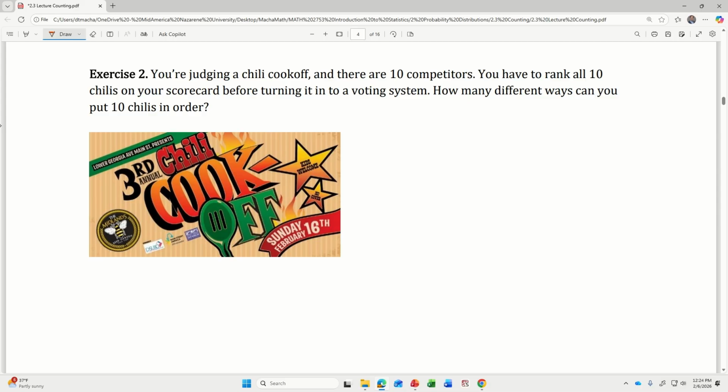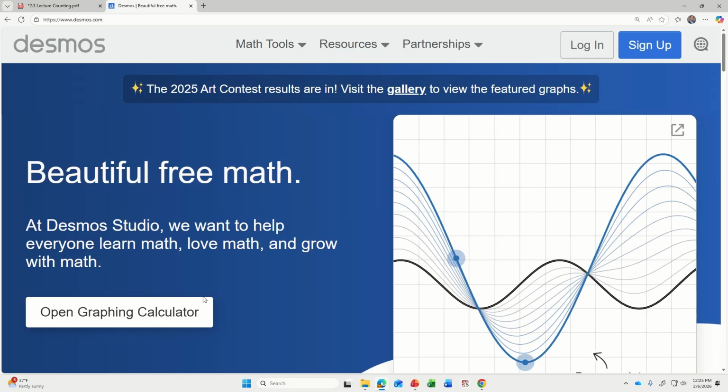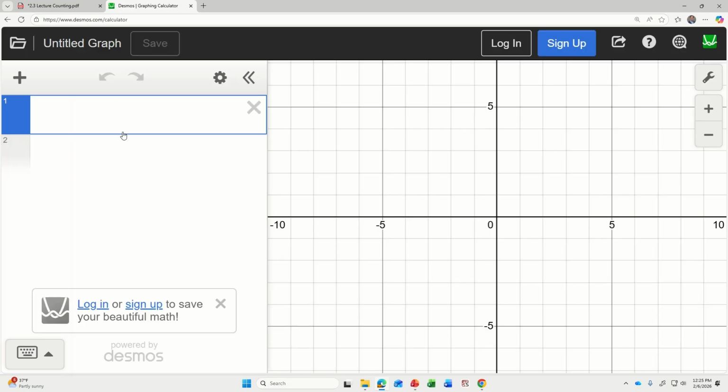Okay, so like we just talked about, this is a factorial problem. The answer is 10 factorial, which is 10 times 9 times 8 times 7 times 6 times 5 times 4 times 3 times 2 times 1, right? Because it's a permutation. And in Desmos, if you're taking a test and you want the factorial, you just type in 10 factorial, right? So everybody can do this super easy on test day.